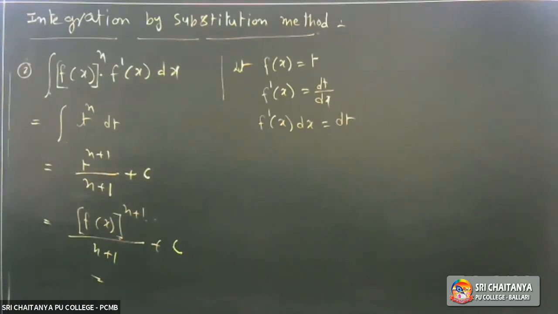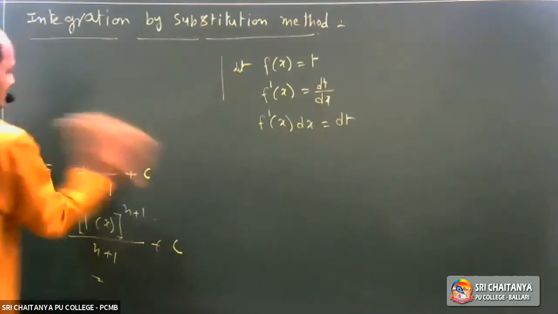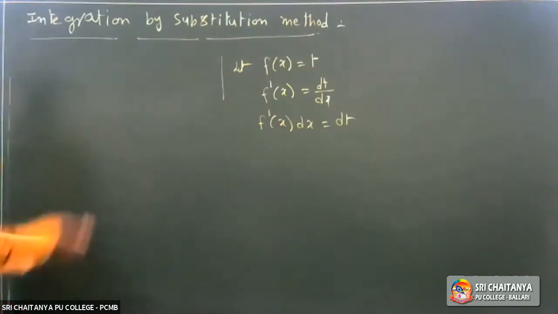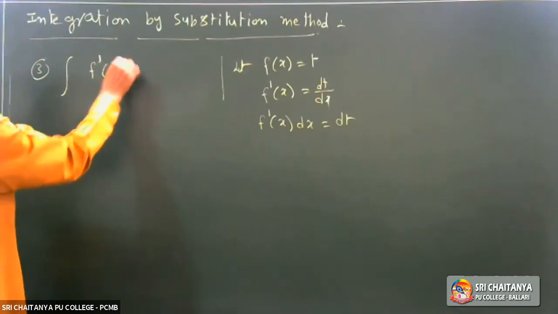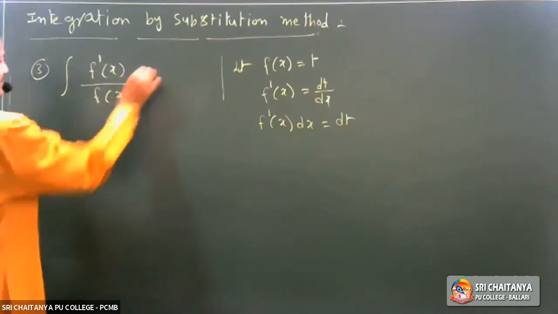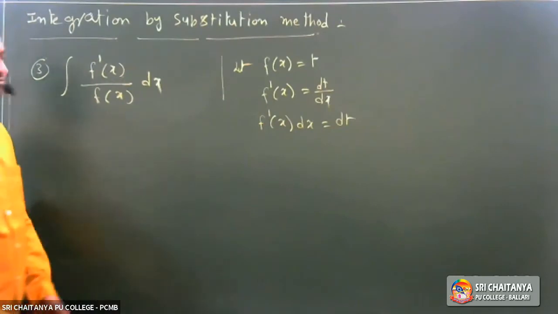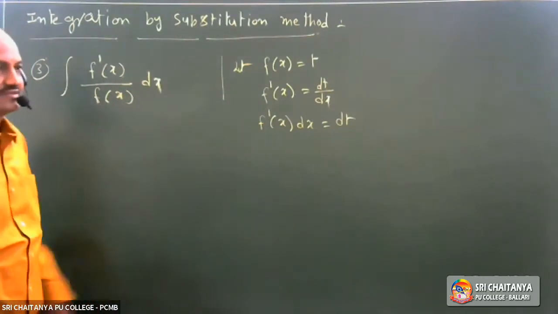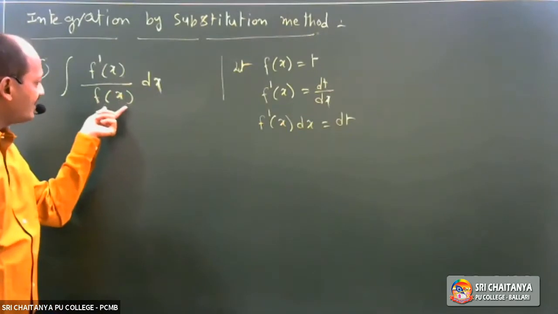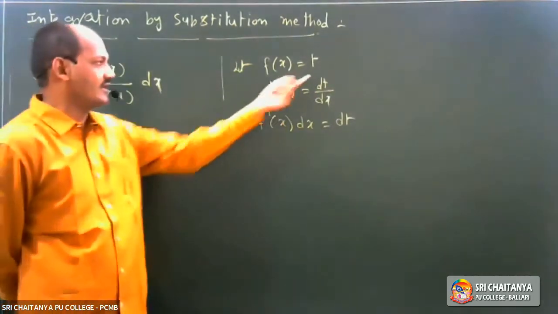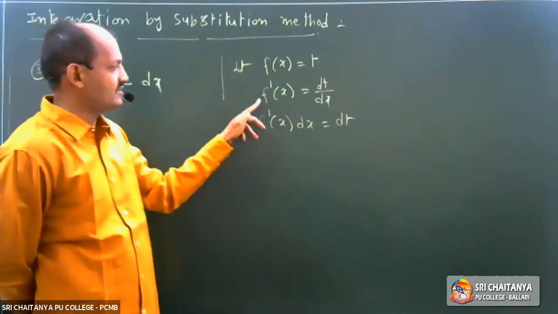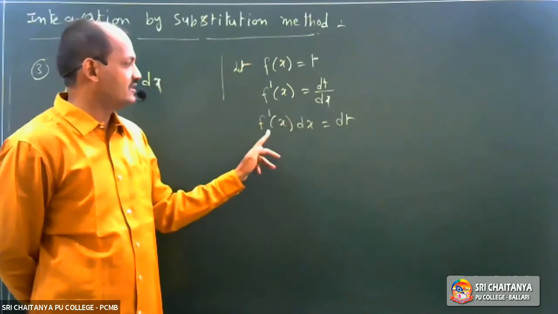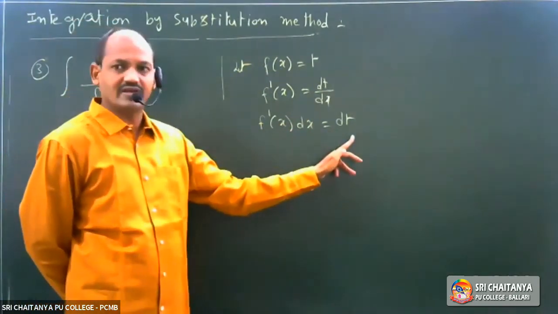Okay, right. Next, third condition. Third one. Integral of f dash of x divided by f of x dx. Same process. Here the denominator we consider as t. This f of x is equal to t. Its derivative f dash of x is equal to dt by dx. Then f dash of x dx is equal to dt.